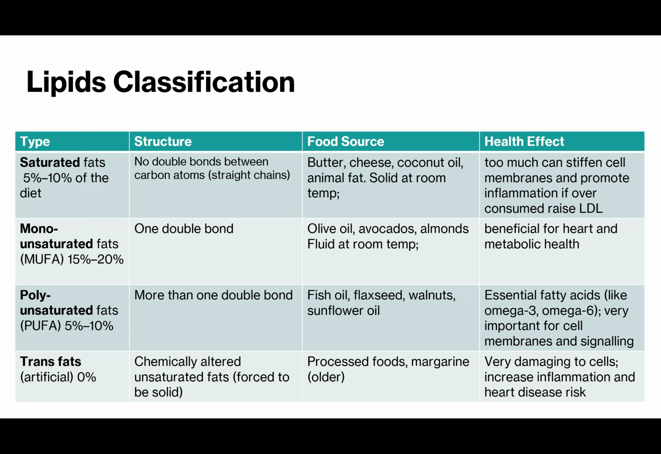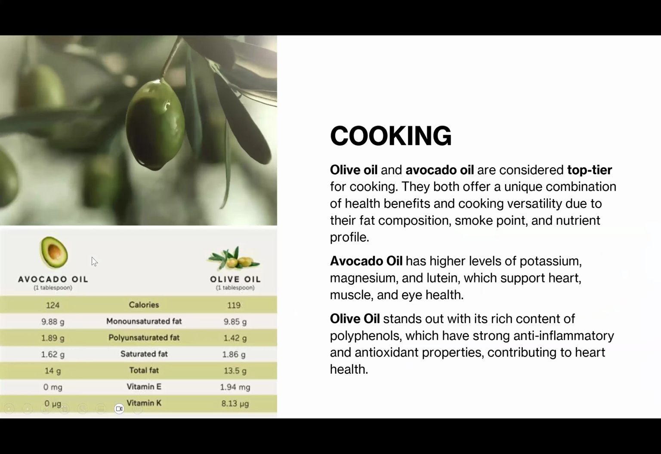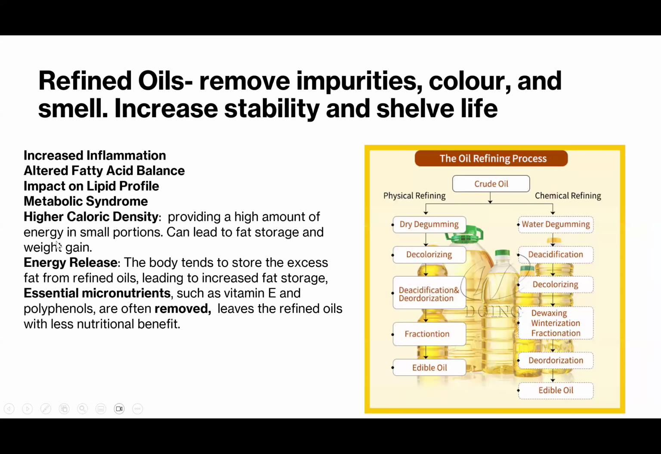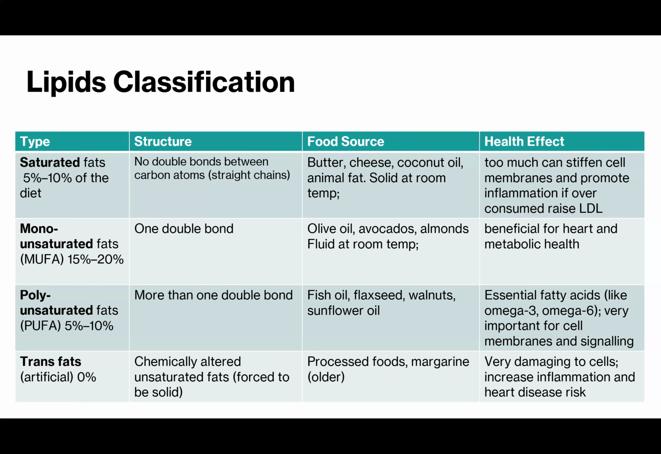Poly-unsaturated or PUFA fats are so important, and they have more than one double bond. The sources are fish oil, flaxseed, walnuts, and sunflower. Polyunsaturated fats are essential and they're rich in omega-3 and omega-6. They're very important for cell membranes and signaling.